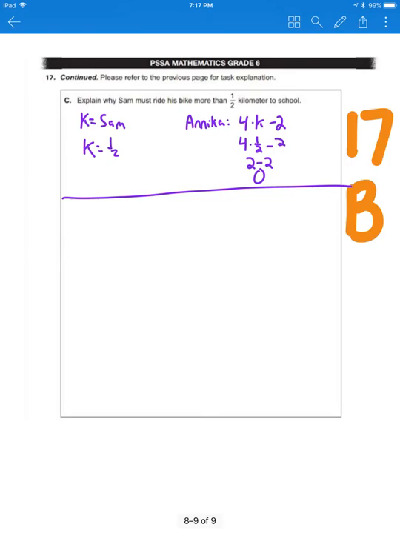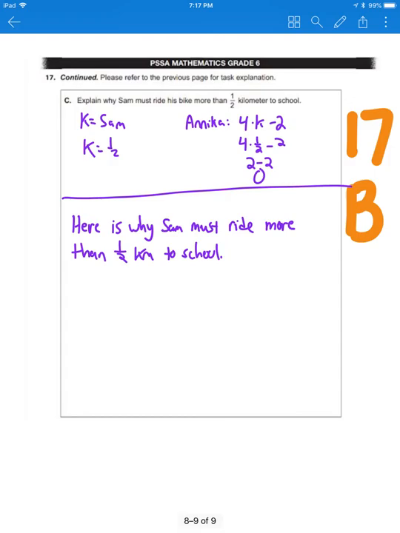All right, so I'm going to start by restating the question. Okay, so when I restate my question, I said, here is why Sam must ride more than 1/2 kilometer to school. Now, I'm going to pause it and write my next sentence where I'm going to try to explain how when you put 1/2 in Annika's expression, how it comes out to 0, and that can't be true. So let me pause it here.